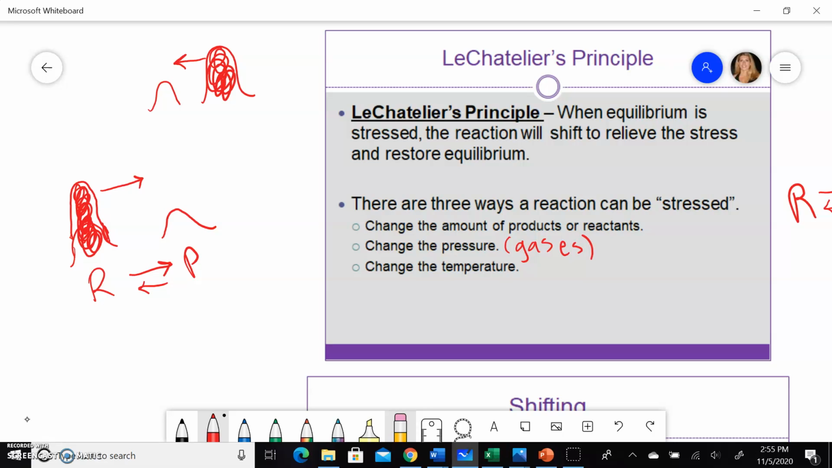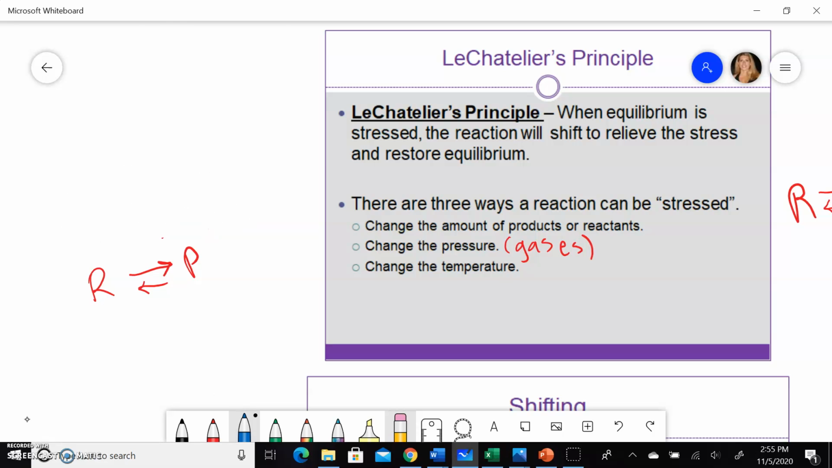So if you imagine for the reactants, if the question says that you are increasing the reactants, that means this side is going higher, and the question would be, which direction is the reaction shifting? And again, it always shifts towards the lower sand pile. So in this case, it would shift to the right to balance it back out again.